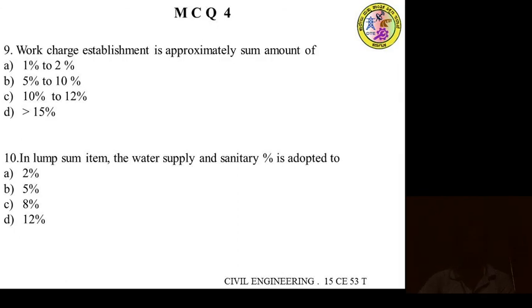Last question. In lump sum item, the water supply and sanitary percentage is adopted as A. 2%, B. 5%, C. 8%, D. 12%.